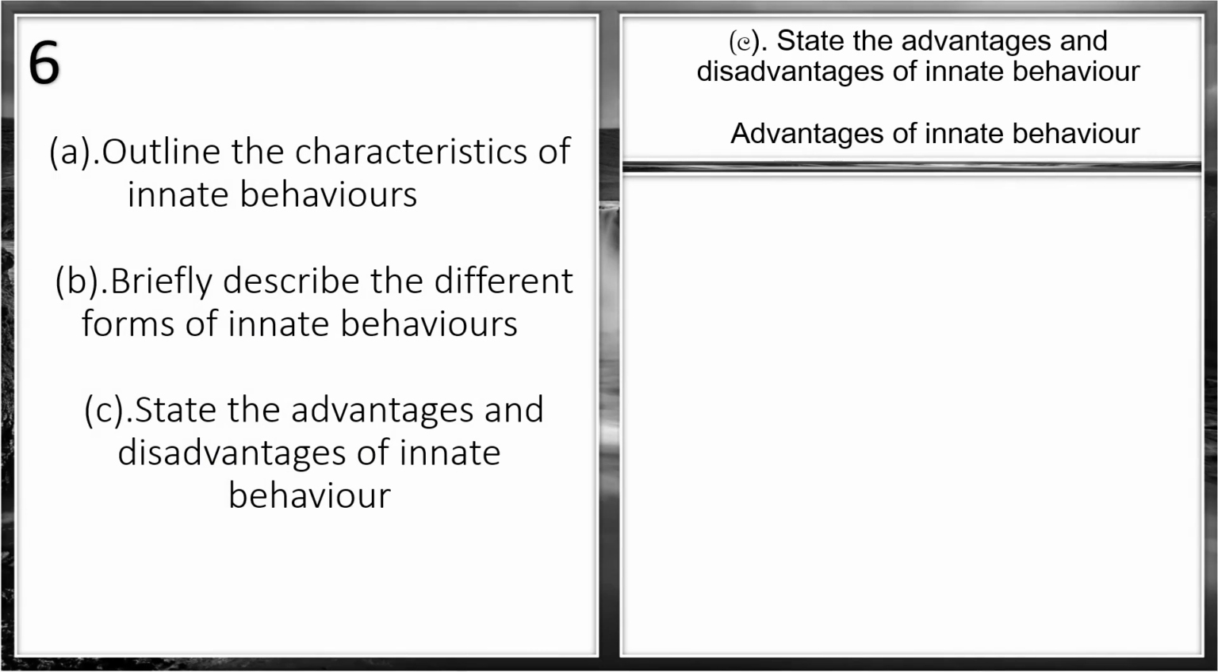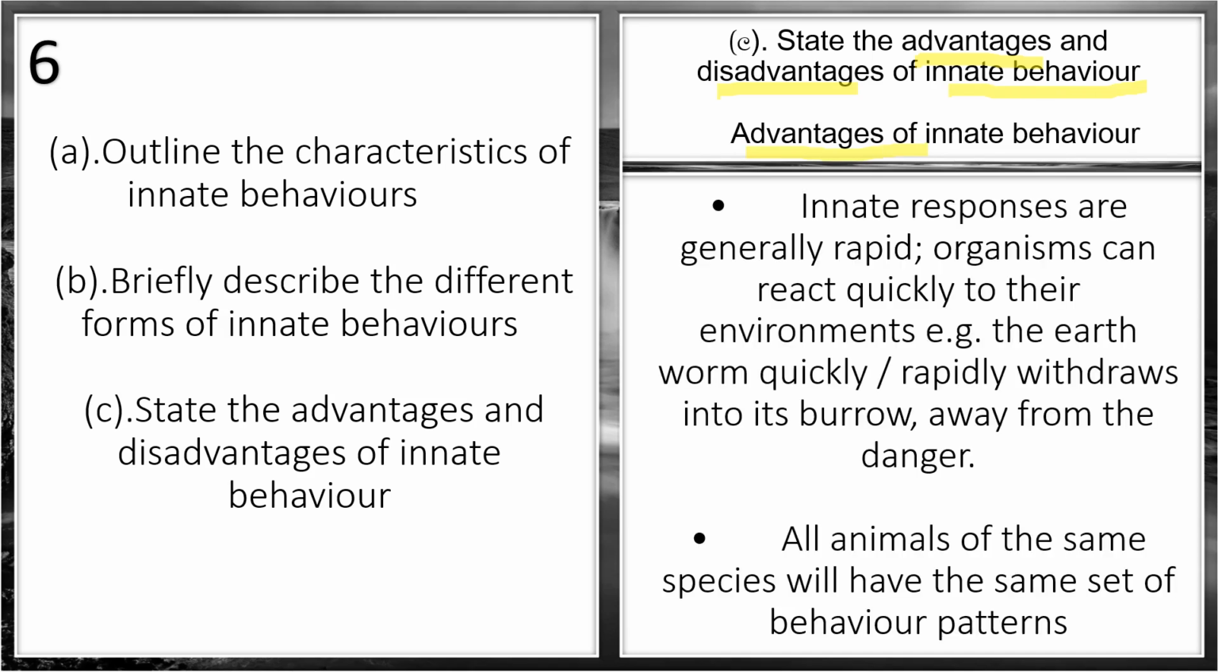Part C. State the advantages and disadvantages of innate behaviors. Let's start with advantages. Innate responses are generally rapid. Organisms can react quickly to their environment. For example, the earthworm quickly withdraws into its burrow away from danger.